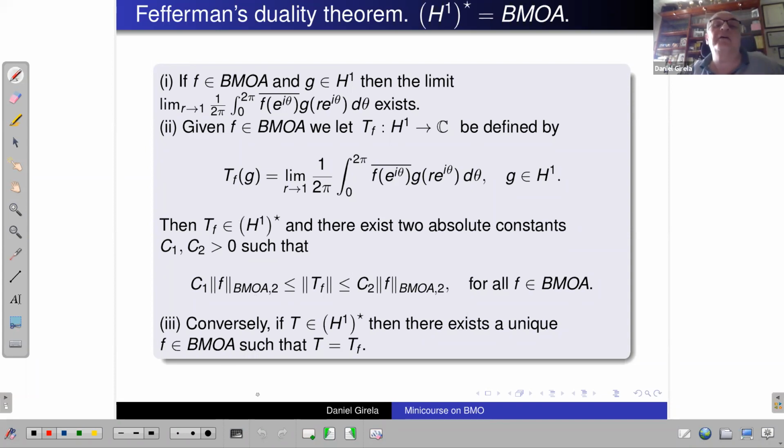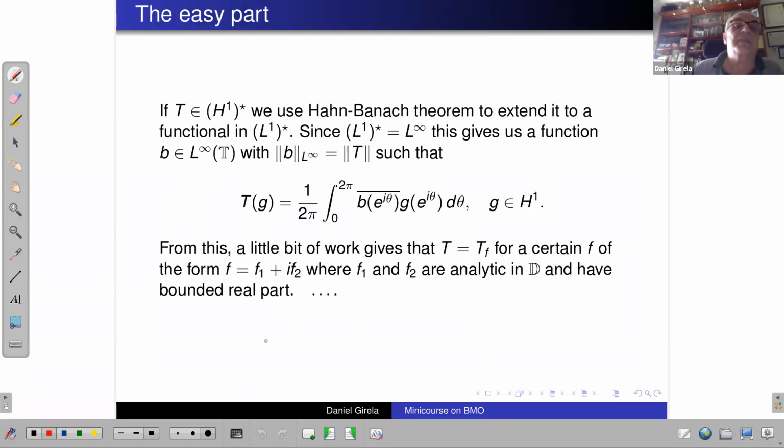This is the Fefferman duality theorem, and I'm going to sketch the proof, maybe. Let's start with what I would call the easy part. If we have a functional in the dual of H1, then we use the Hahn-Banach theorem to extend it to a functional on L1. Since the dual of L1 is L infinity, we obtain a function b in L infinity so that Tg is the integral over the torus of the conjugate of b times g.